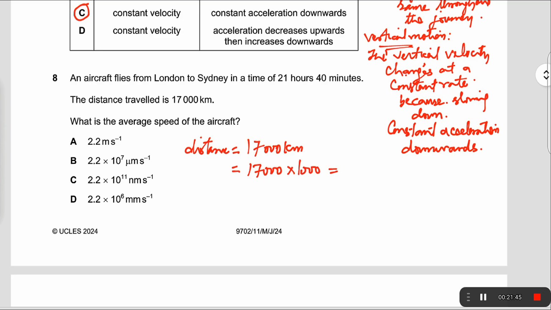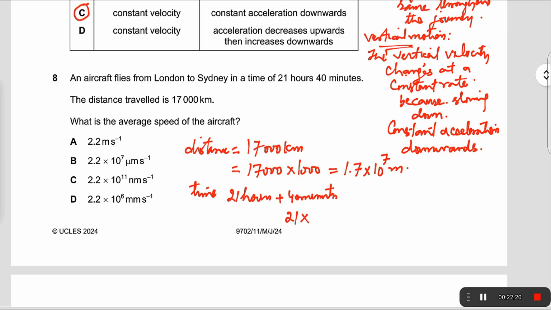Once we multiply it by 1,000, it comes out as 1.7 times 10 raised to the power 3 zeros, 3 zeros, 6 zeros, and then we put the point between 1 and 7, so it becomes 10 raised to the power 7. So the distance is converted into meters. Now there is time. Time is 21 hours plus 40 minutes.